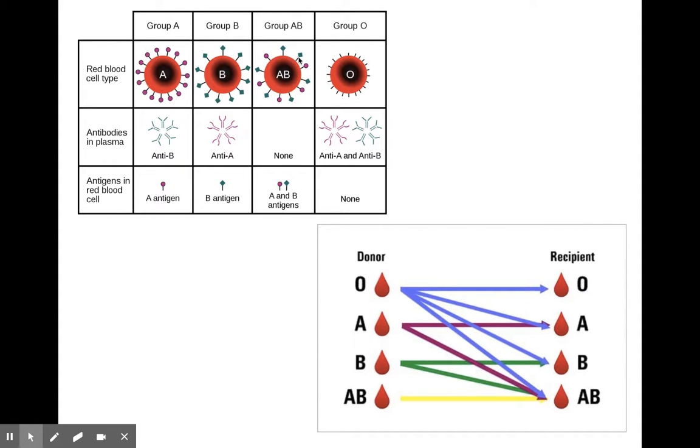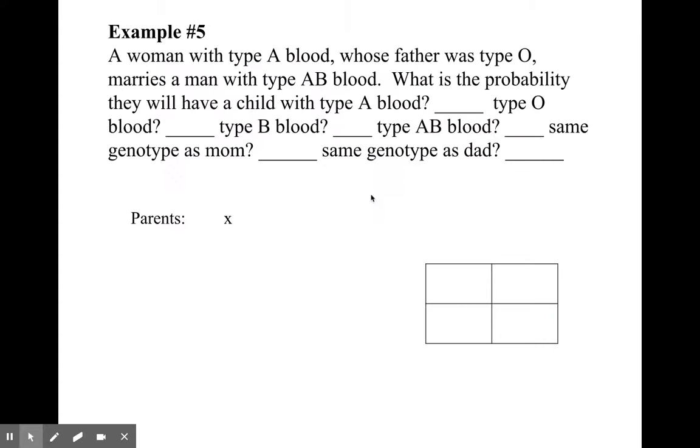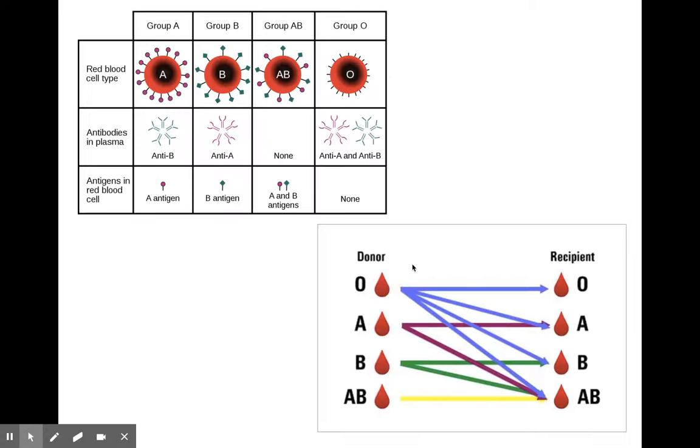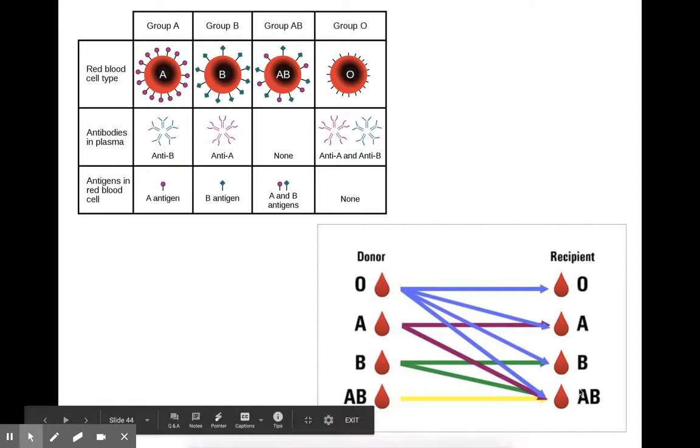If you are AB, you have no antibodies, because you recognize both of those as belonging to you. And if you're group O, you have antibodies for A and B. So all that really tells you is that if you are a type O, your blood, because it has nothing on it, can go to anybody.